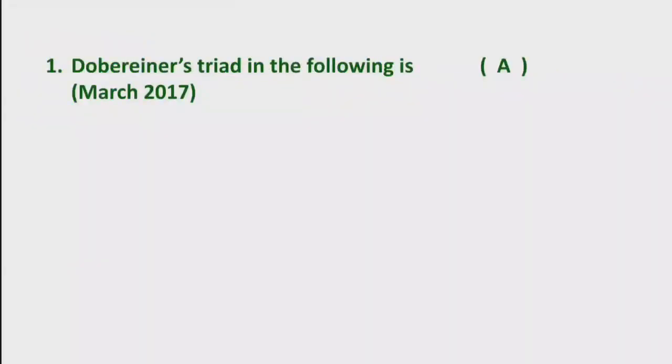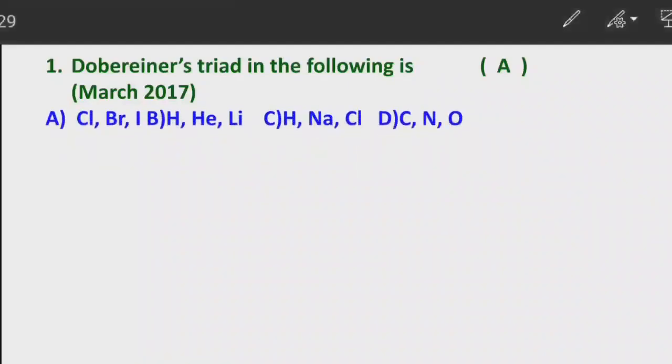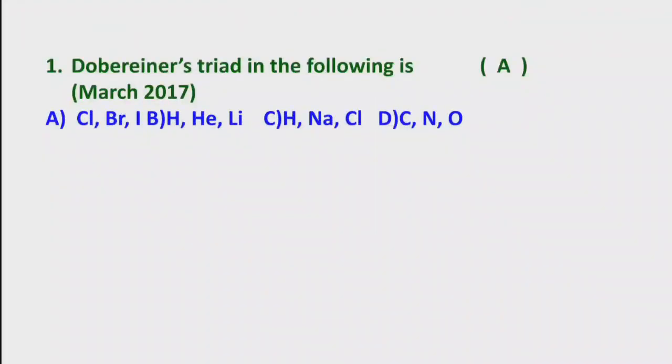We can see multiple choice questions which were given in public examinations. First one: Which of the following is a Dobereiner triad? This question was given in the public examination March 2017. A. Chlorine, bromine, iodine. B. Hydrogen, helium, lithium. C. Hydrogen, sodium, chlorine. D. Carbon, nitrogen, oxygen. Here the correct option is A, chlorine, bromine, iodine.